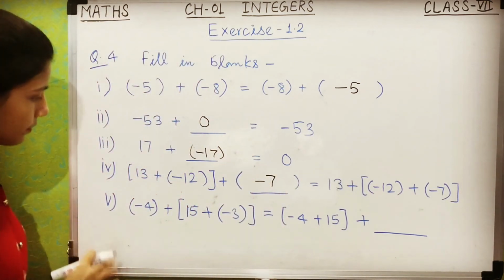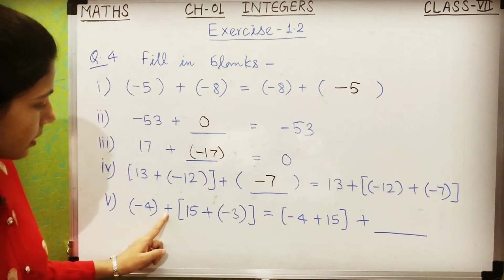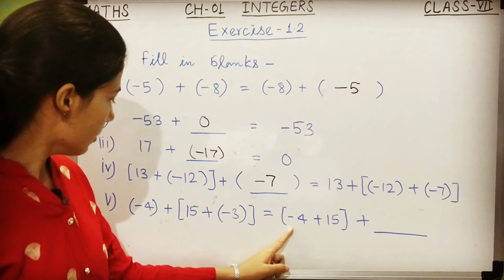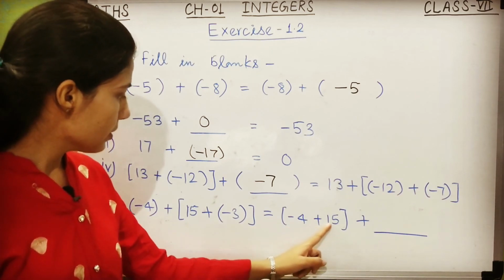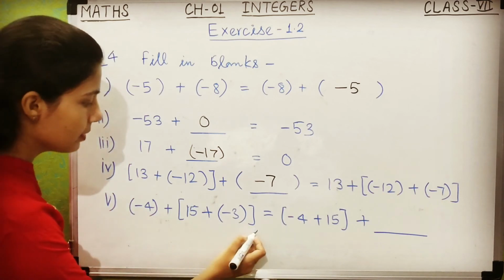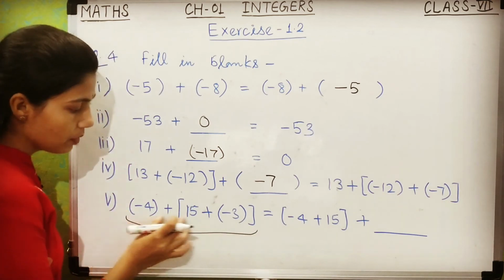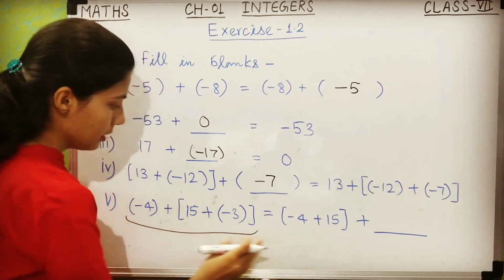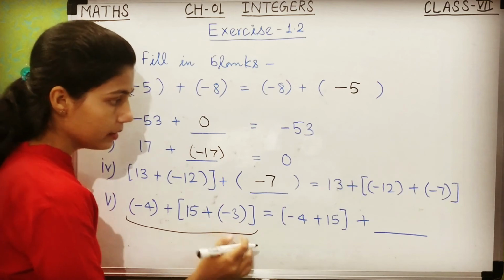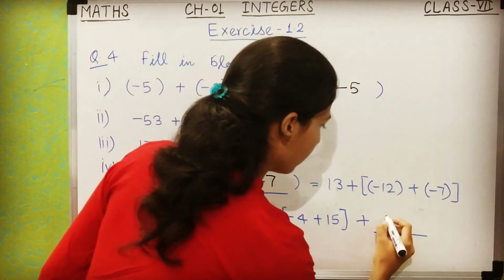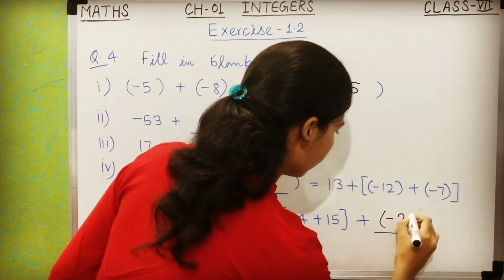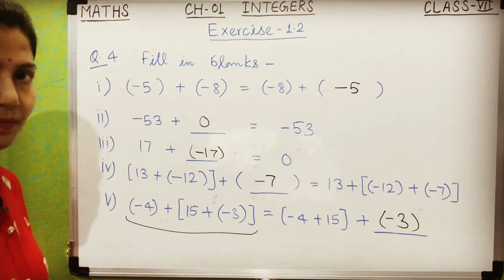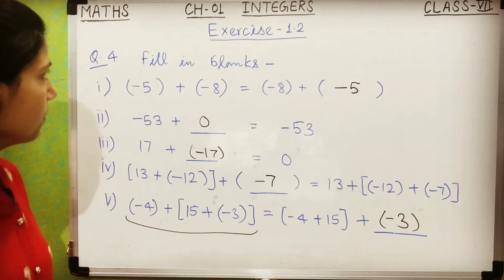Now see the fifth property, minus 4 plus in a group 15 plus minus 3, and on the right hand side minus 4 plus 15, here also the same property is used. So minus 4, 15 and minus 3, here minus 3 and 15 you are adding, here 15 and minus 3 you are adding, so here the left one will come, that is minus 3. So this is the associative property for addition. So this was question number 4.